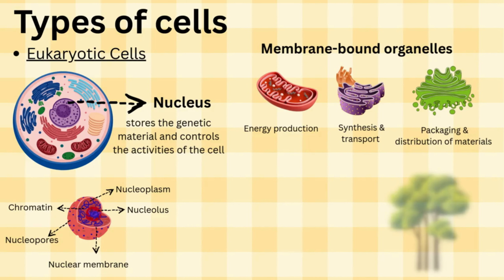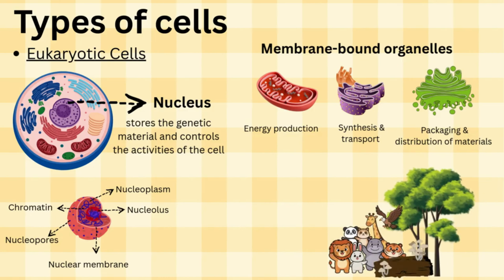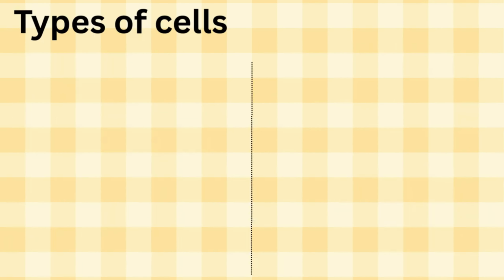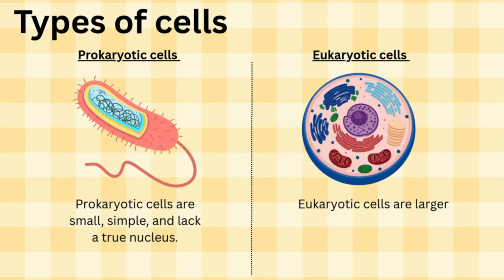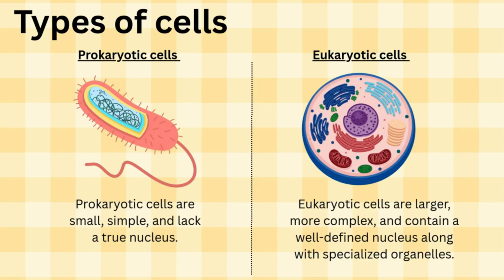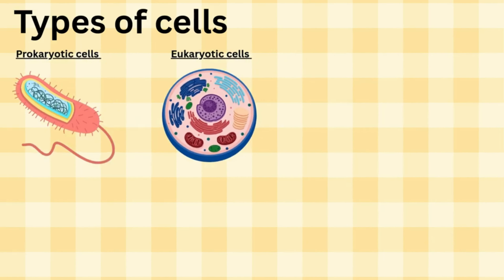Eukaryotic cells are found in plants, animals, fungi, and protists. Many of these organisms are multicellular, where specialized cells work together to form tissues and organs. In simple terms, prokaryotic cells are small, simple, and lack a true nucleus. Eukaryotic cells are larger, more complex, and contain a well-defined nucleus along with specialized organelles. This difference represents one of the most fundamental divisions in the living world.